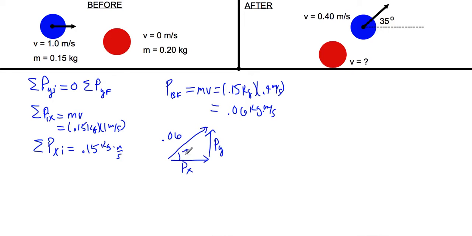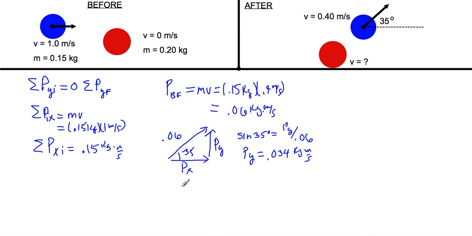This is going to be the same 35-degree angle. So if I want to find the y, that is our opposite side, or our sine. So sine 35 degrees is equal to py divided by 0.06. Now that's kilogram meters per second. I'm going to leave those units off because it's easier to not have to write quite as much. Our momentum in the y direction is going to simply equal 0.034, keeping our two sig figs, kilograms times meters per second.